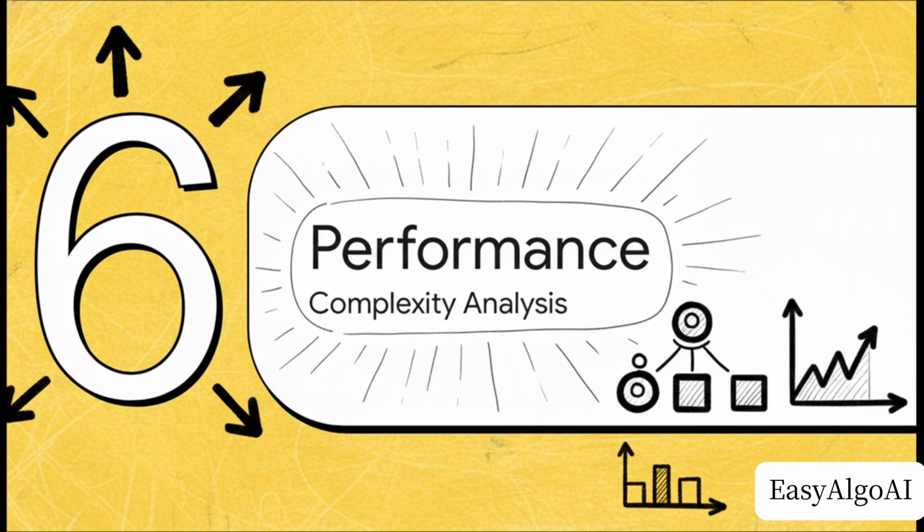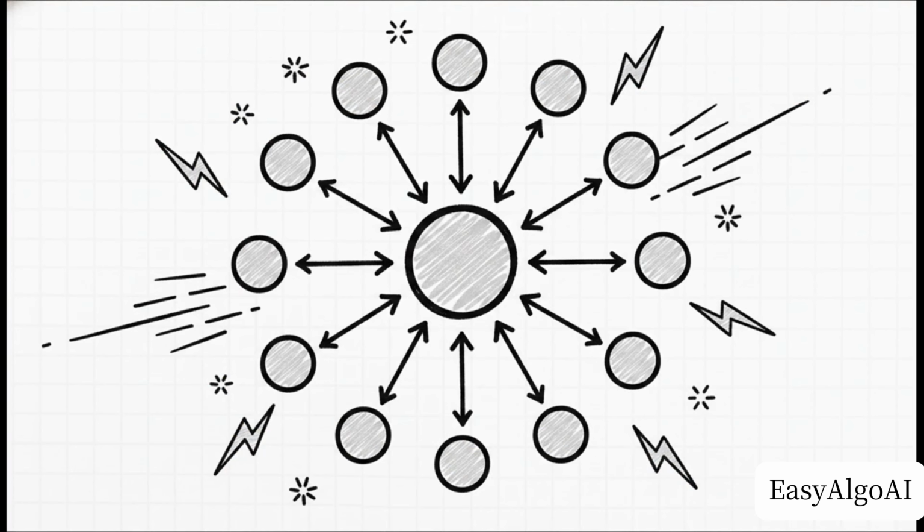Finally, section 6, performance and complexity analysis. We've designed the structure, we implemented union by size, and we added path compression. So what's the final payoff for all this? The payoff is pretty monumental, because path compression completely flattens the trees and union by size prevents them from getting excessively deep in the first place.